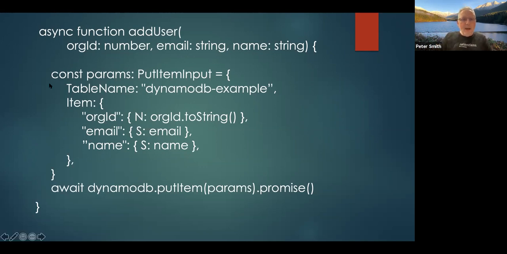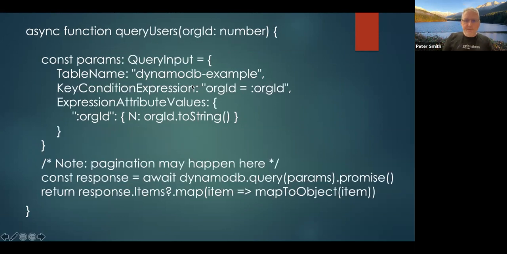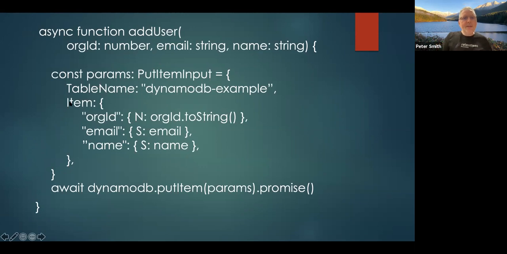This is using the standard AWS SDK for JavaScript, and TypeScript fits in perfectly. What you need to do is create an object. The type of the object is PutItemInput, and it has two keys. The first key is the table name, and this is just a JavaScript object, with the name of the table in DynamoDB. The second key is item, which itself is a JavaScript object with three keys in it. I'm inserting the organization ID, the email, and the name.